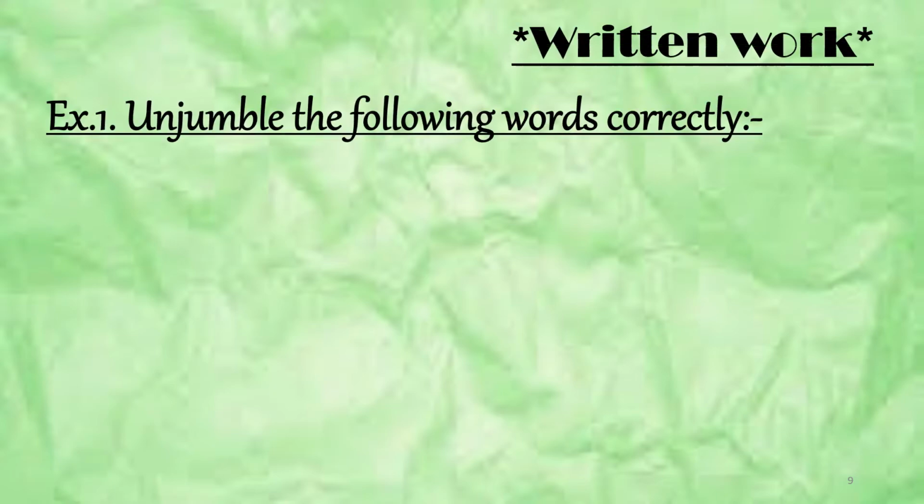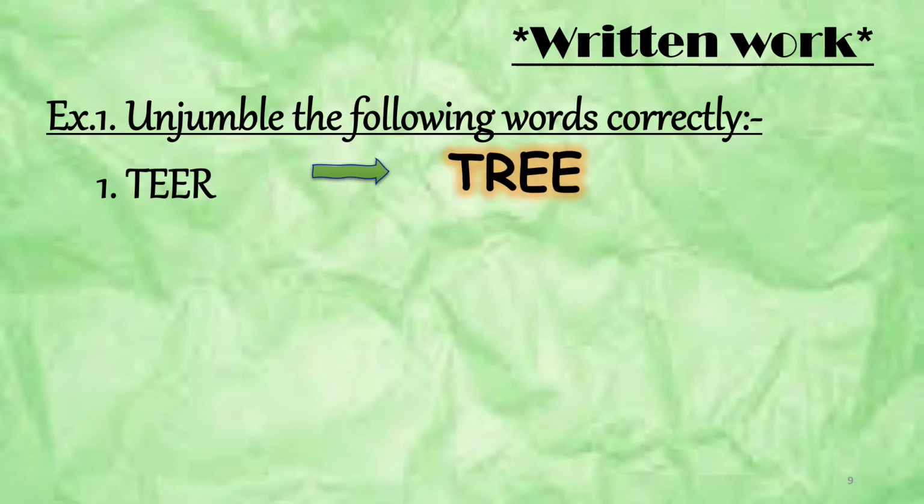Let's see what do we have to write in the EVS notebook today. We have the first exercise, unjumble the following words correctly. This is just so easy peasy. Let's catch the first word. The first word is T-E-E-R. What could be the word? Correct. The answer is tree.